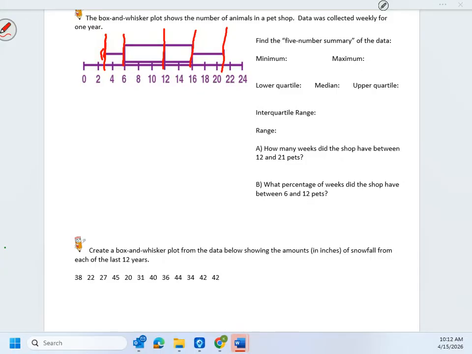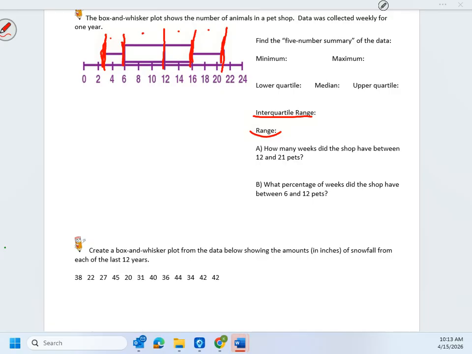Now, I drew lines for each of those 5 scores I needed to find. Look at my box, or my graph here, do you see our 4 sections? So when you draw those lines for the minimum and the maximum, the lower quartile, the upper quartile, and that median, you can see your 4 sections. We know the interquartile range goes from the lower quartile to the upper quartile. Our full range goes from the minimum to the maximum.